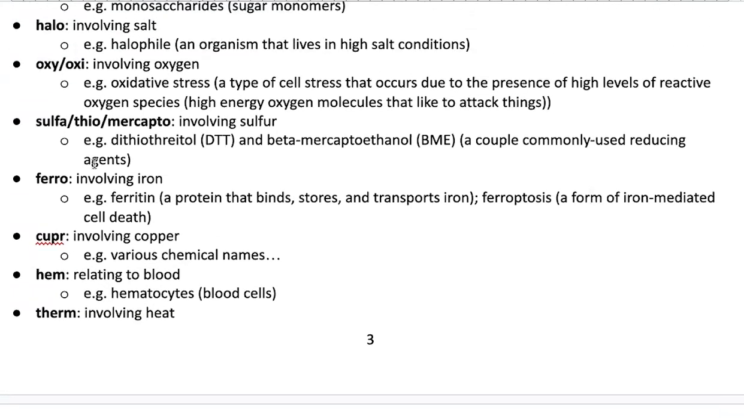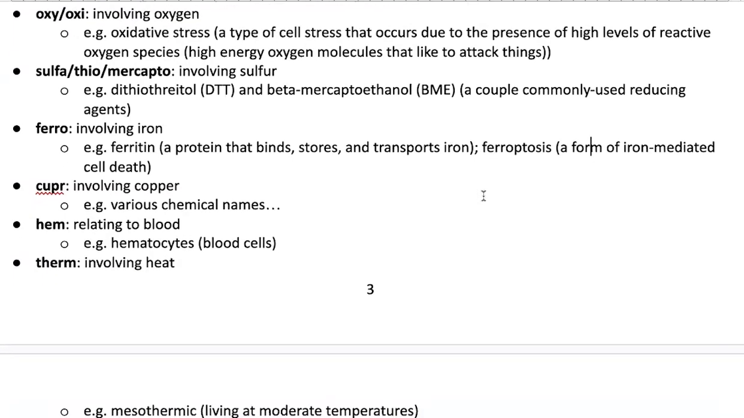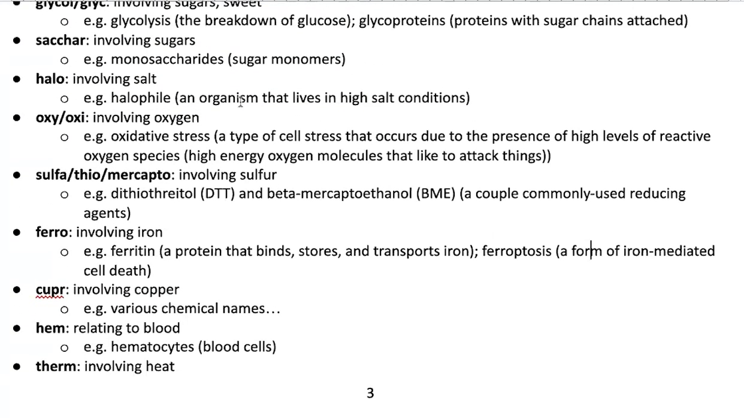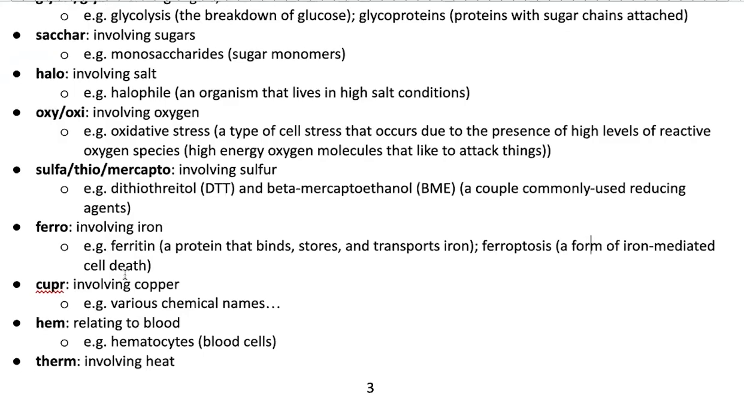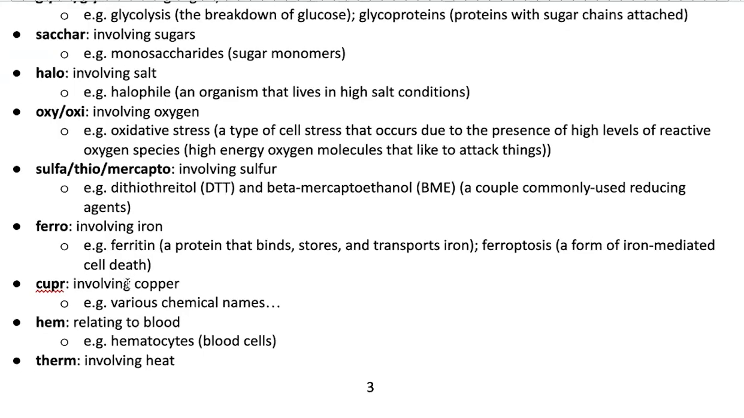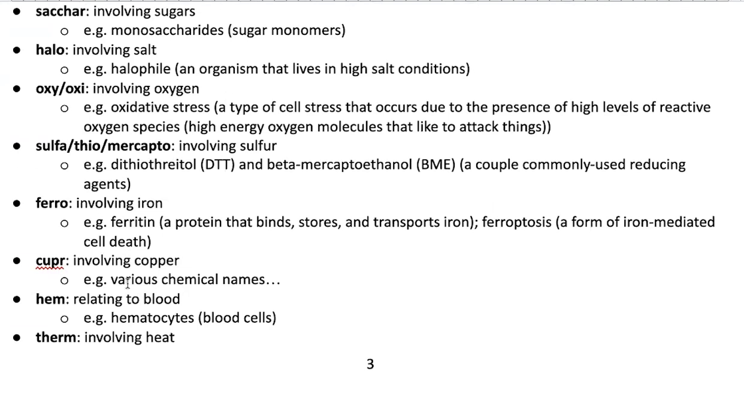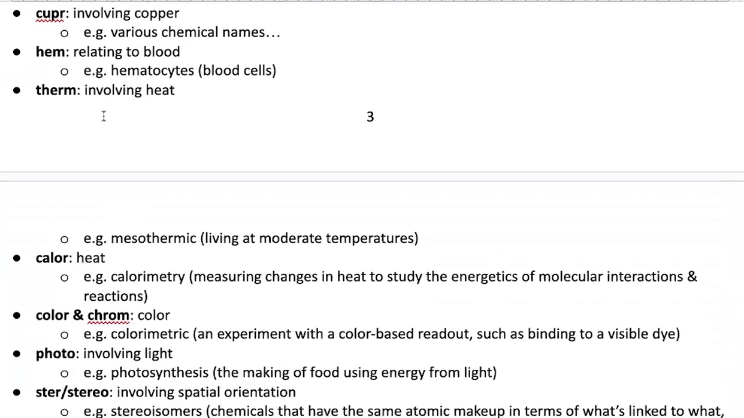If we see ferro, that means it's involving iron. So ferritin is a protein that binds and stores and transports iron. Ferroptosis is a form of iron-mediated cell death. And if we see the cupr, it means it's involving copper, which you'll see in various chemical names. Cuprate, things like that. Heme is relating to blood. So you also might see it as HAEM depending on what country you're in. Hematocytes, those would be blood cells.